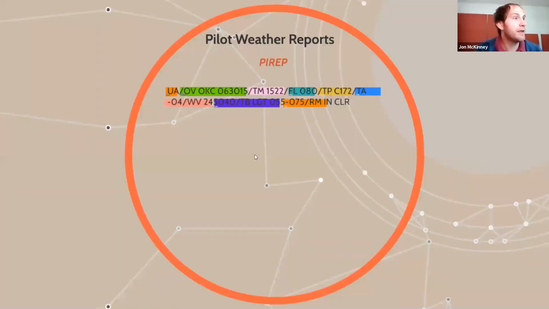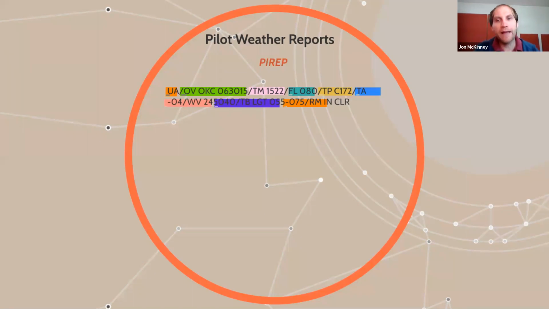All right, as we continue, it says TB, that would be turbulence. This pilot is reporting light turbulence between 5,500 and 7,500 indicated. That's MSL. And then it says other remarks, RM, that he's in the clear. So this pilot is not in the clouds. This pilot is in clear VFR conditions.